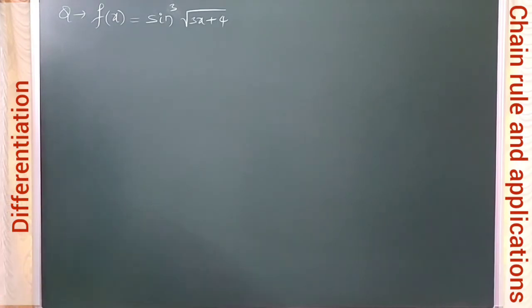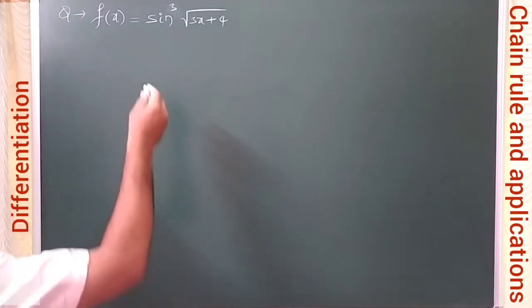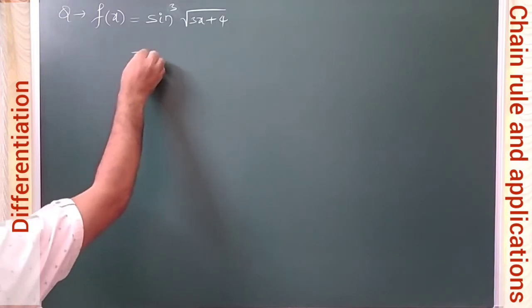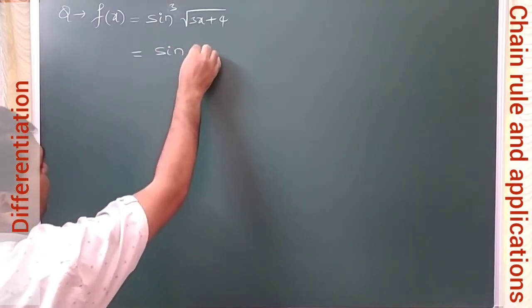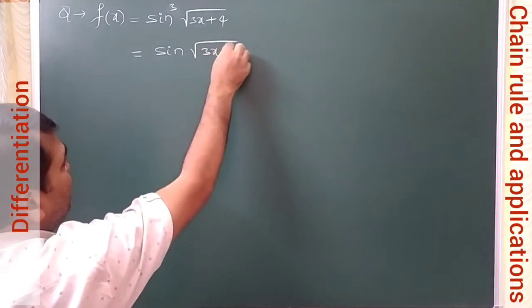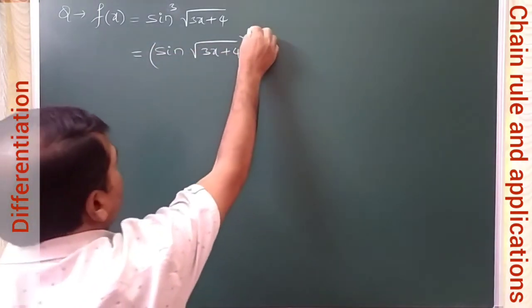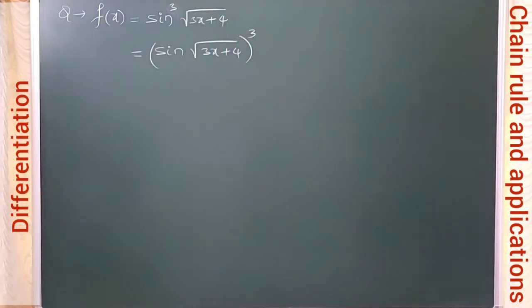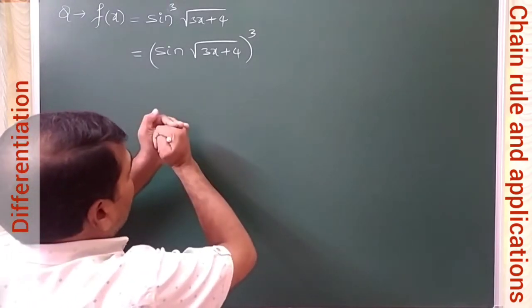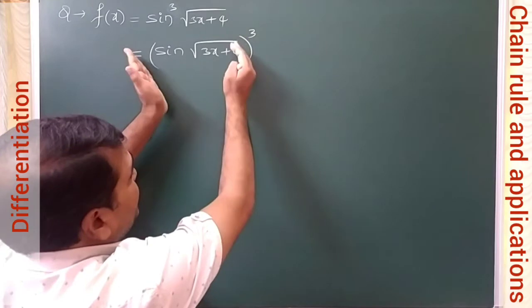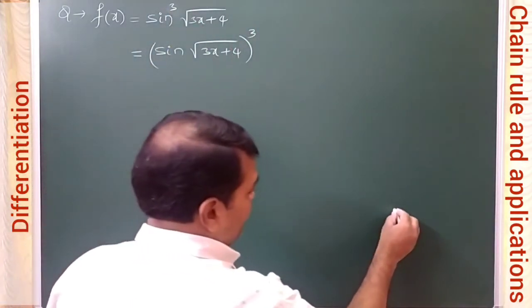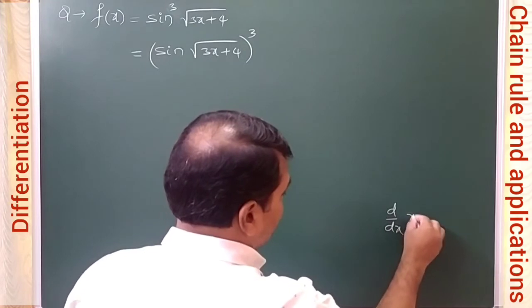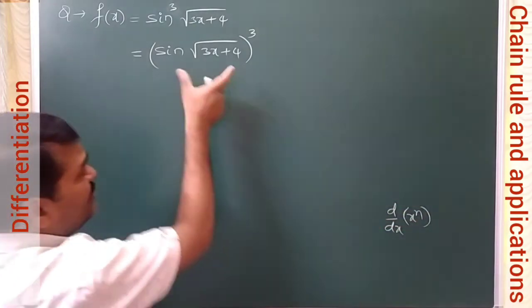f of x is sine cube of under root 3x plus 4. This is also a classic example of chain rule. You can write this as sine of under root 3x plus 4 whole cube, both are same. So function of function model you can take, or directly you can see that this is in the model of d by dx of x power n, but instead of x you have a sine function.